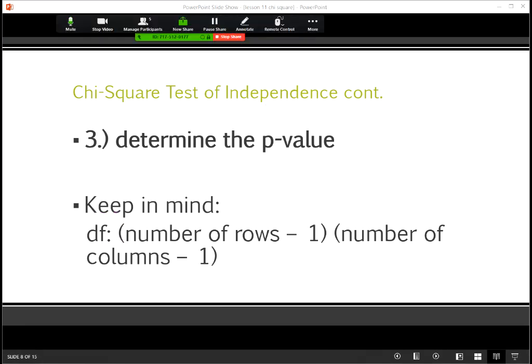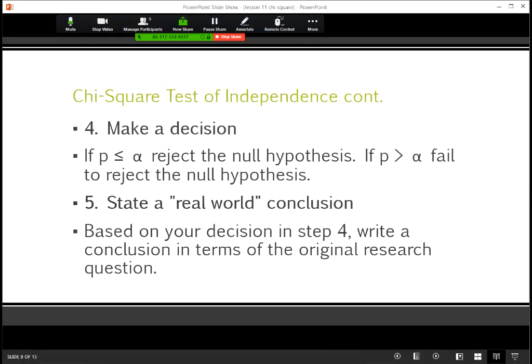After we find the p-value, we have to make a decision based upon it: whether we're going to reject or fail to reject the null. It's the same idea as the rest of the hypothesis testing, and this one really doesn't change for any of the hypothesis tests. So for the fourth step, if your p is less than alpha, you reject the null, and if it's greater than alpha, you fail to reject the null. Just as a reminder, hopefully that's pretty set in your mind by now.